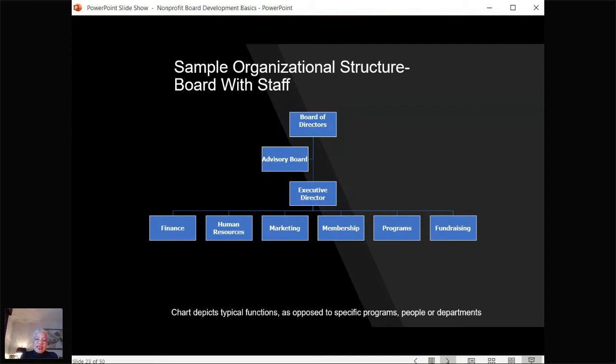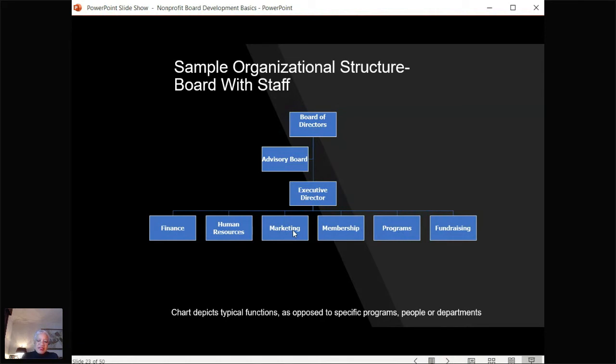Okay, so here is another example organization structure, and this is a board, and they also have a staff. So again, you've got the board of directors that's heading the organization, and then you've got the advisory board that reports to the board, but you also have the executive director that reports directly to the board, and then you have these different functions all reporting to the executive director. They do not, I repeat, they do not report directly to the board of directors. The only person on staff that reports to the board is the executive director.